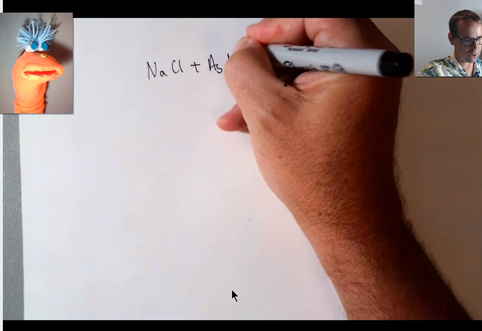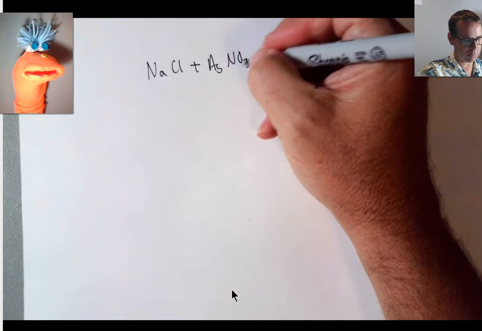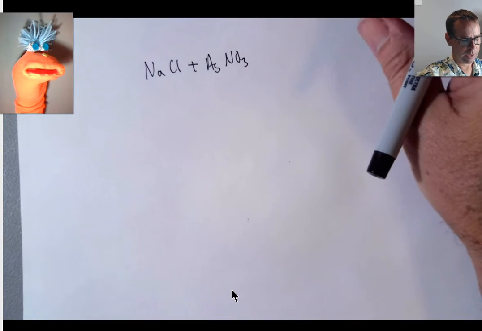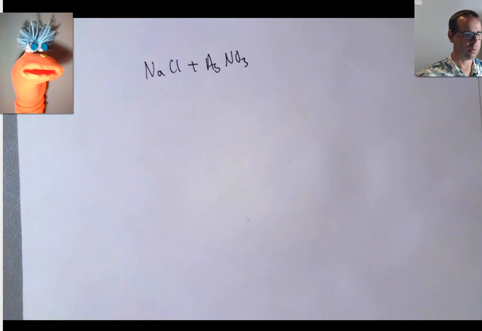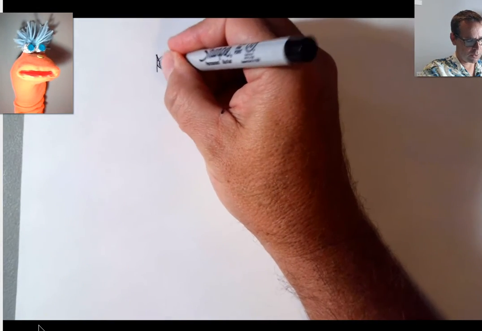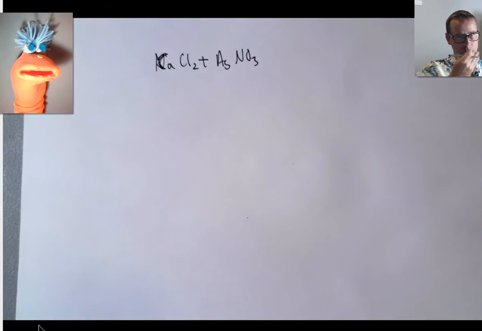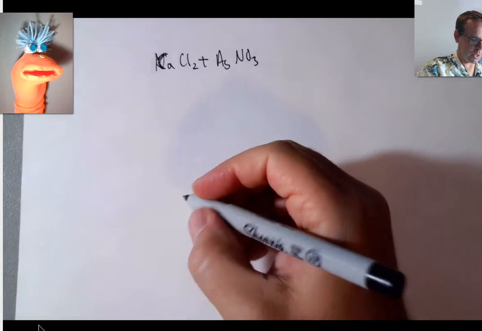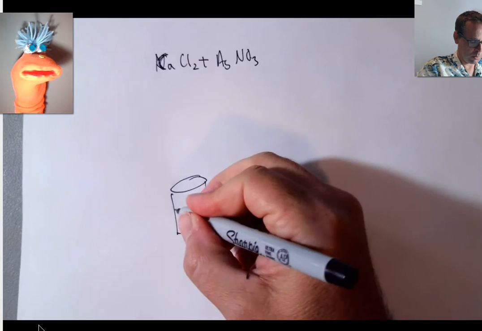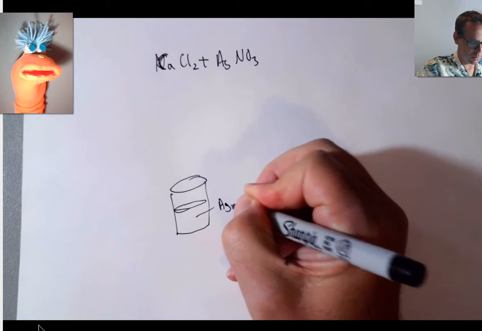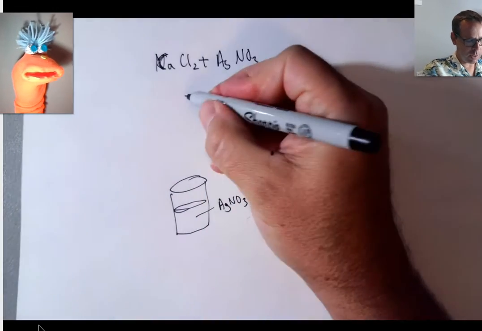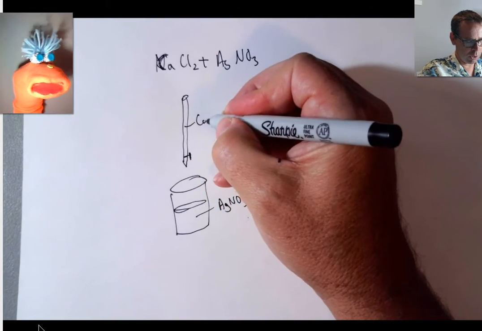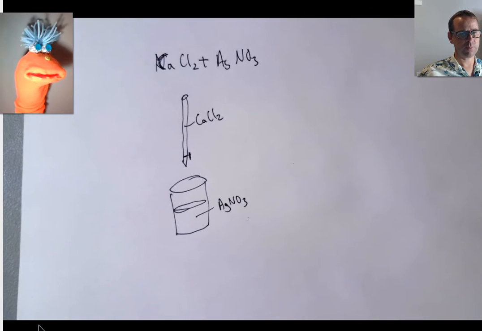add silver nitrate, or let's see, silver nitrate. Okay. Actually, let's try to add, instead of sodium nitrate, let's do calcium chloride. Okay. So if I have a solution of silver nitrate here, and in my buret here, what am I going to have? Well, your other stuff, calcium chloride. That's right, calcium chloride. Okay?